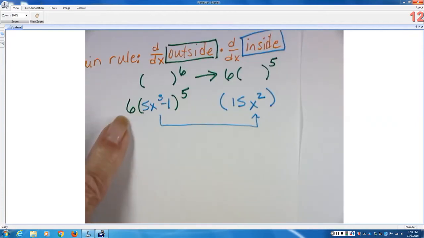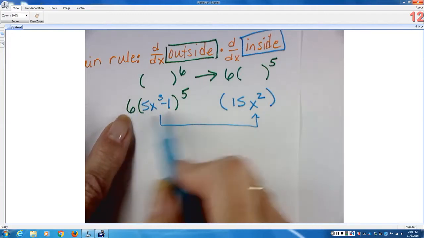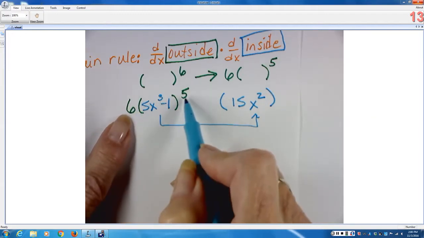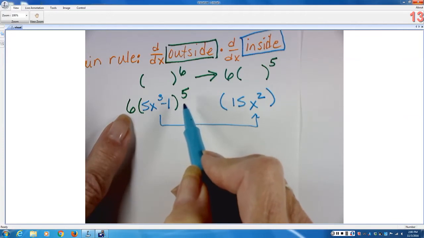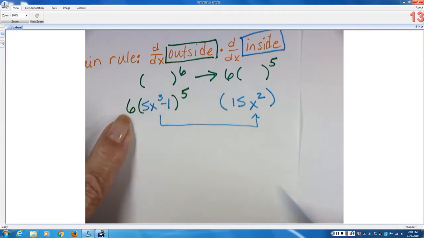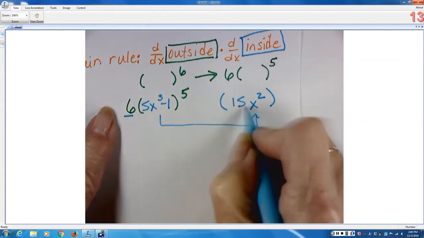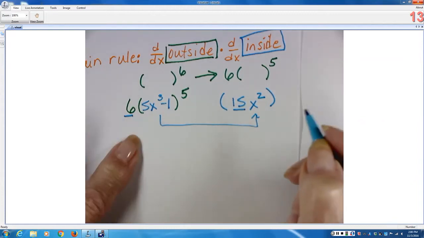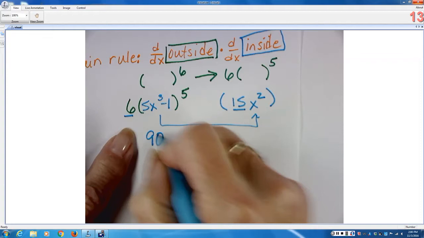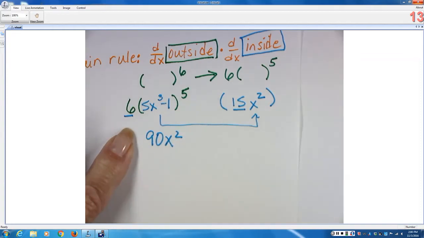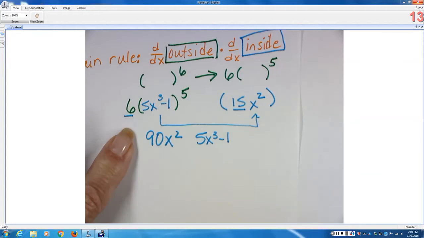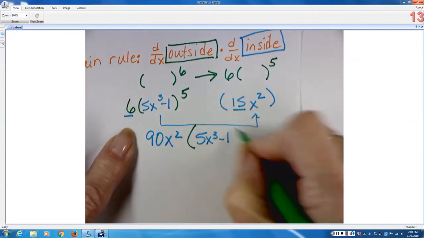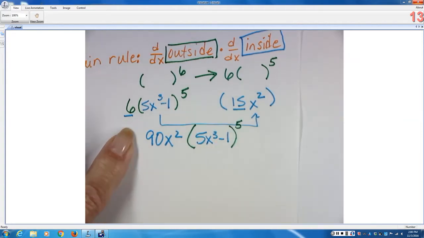And then simplifying that is okay if you want to, but you don't have to. And what you do not do is multiply that 6 through these parentheses, because you have to apply the exponent first. And I wouldn't even want to multiply out a fifth power polynomial. That would take a while. I can multiply 6 times 15. 6 times 15 is 90 x squared. 5x cubed minus 1 is going to stay right where it is. And put the fifth power up there.